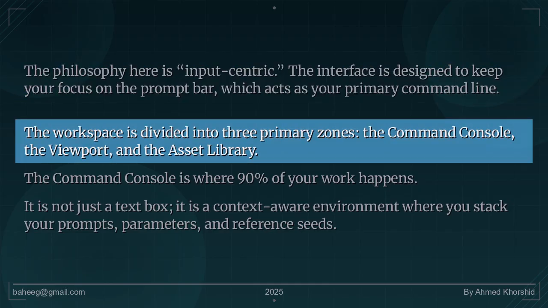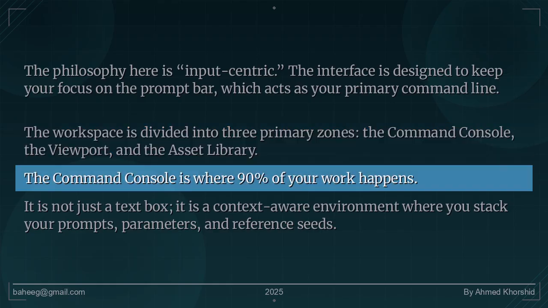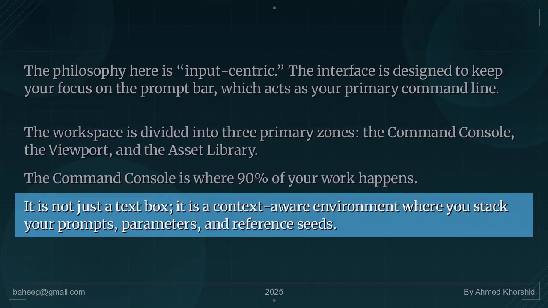The workspace is divided into three primary zones: the command console, the viewport, and the asset library. The command console is where 90% of your work happens. It is not just a text box, it is a context-aware environment where you stack your prompts, parameters, and reference seeds.